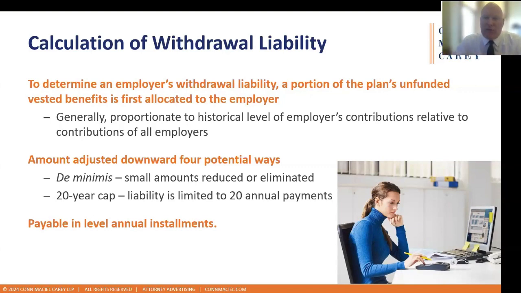They allocate a portion of that. And upon a withdrawal, the fund says, okay, well, here's all the unfunded vested benefits. You contributed to the fund this much over the last years. Here's your portion, which is generally proportionate to your historical contributions, and they allocate that portion to you. Then that amount is adjusted downward by 4 potential adjustments, including a de minimis. And when you're talking about de minimis amounts, it's usually $100,000 to $150,000 that is counted as de minimis. That doesn't even matter. Well, that shows you how high withdrawal liability often is, and it's a lot.